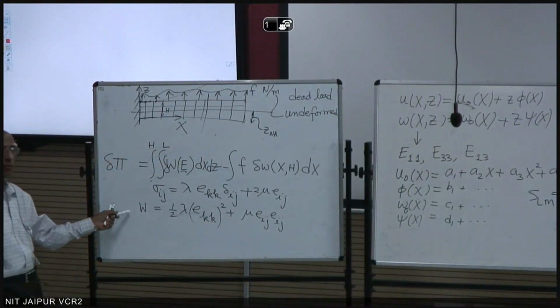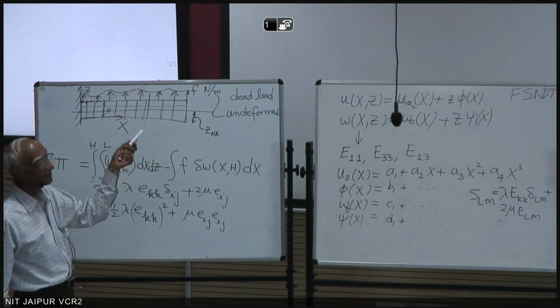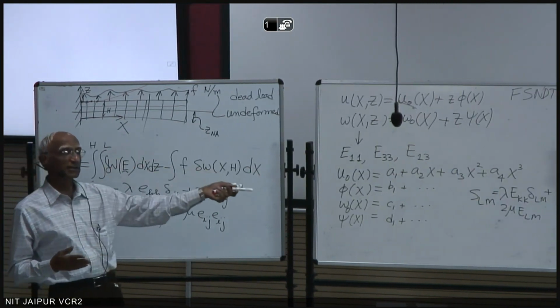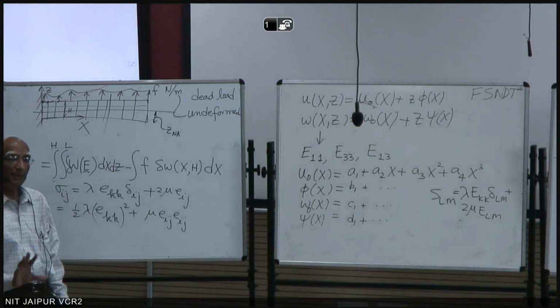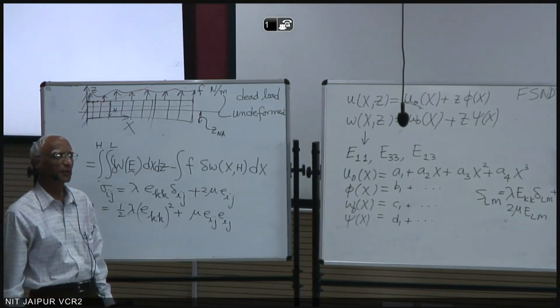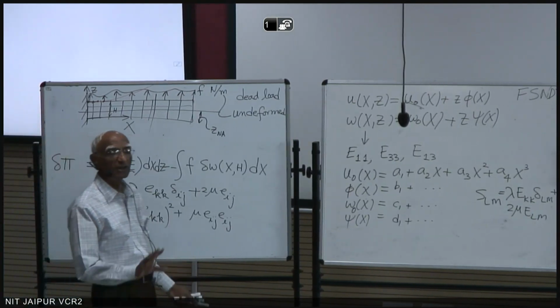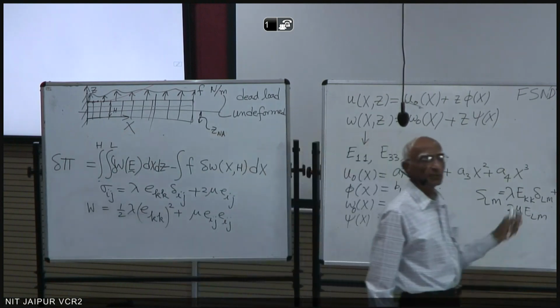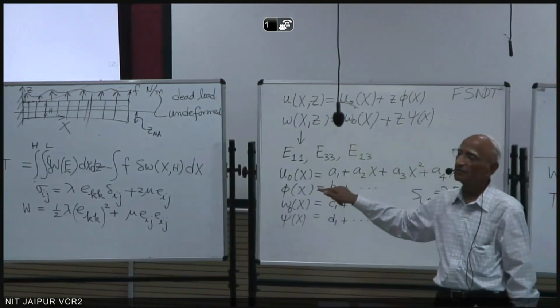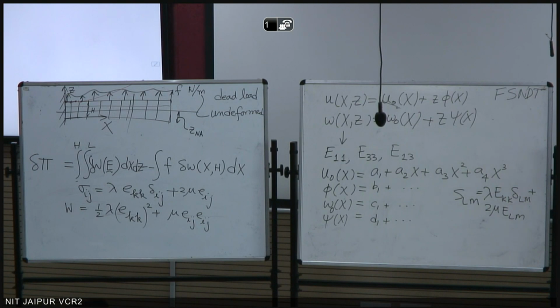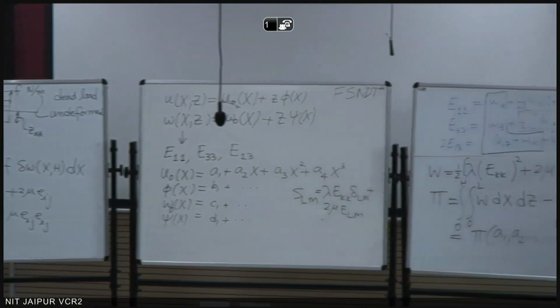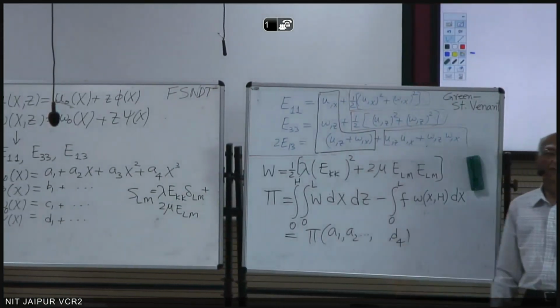And if you do this stored energy function, you will still get all these constants, A1 through D4, except you may not get any fourth power or third power, but you will get all of these. And if you solve the problem for the small deformation, you will get good initial guess for these 16 constants. And now with that initial guess, you solve the problem.